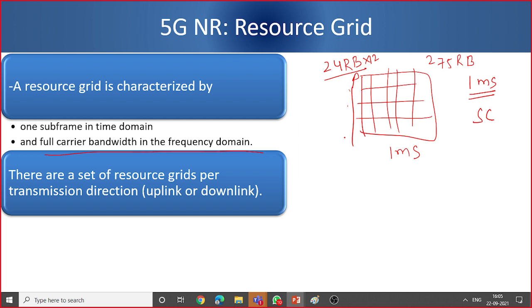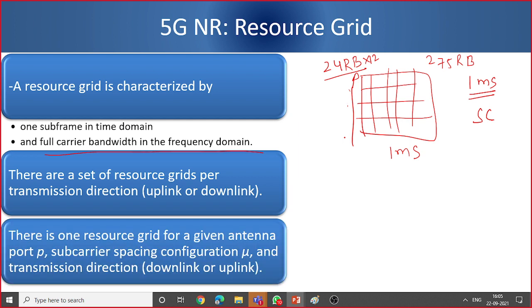Let me move forward. For uplink there will be a separate resource grid, and for downlink there will be a separate resource grid. If you have multiple transmissions, then every transmission will have its own resource grid. If you are using different numerology, then again you will have a separate resource grid in the network. Every antenna port will have a separate resource grid. So that's the concept of resource grid in 5G.